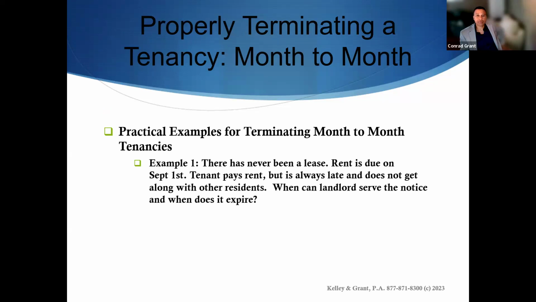Here's an example. There has never been a lease. It's a month-to-month tenancy. Rent is due on September 1st. The tenant pays rent, but is always late and does not get along with other residents. When can the landlord serve the notice, and when does it expire?